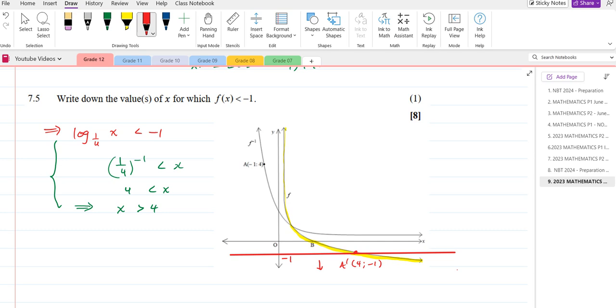And using the graph, when is the log graph less than negative 1? After 4. So you can clearly see the answer is 4 here. So x is greater than 4 using graphs. So you got two ways to solve. Alright, so far so good. Let's move on to the next question.